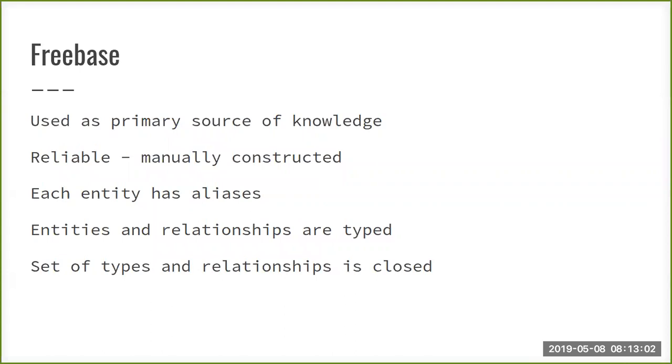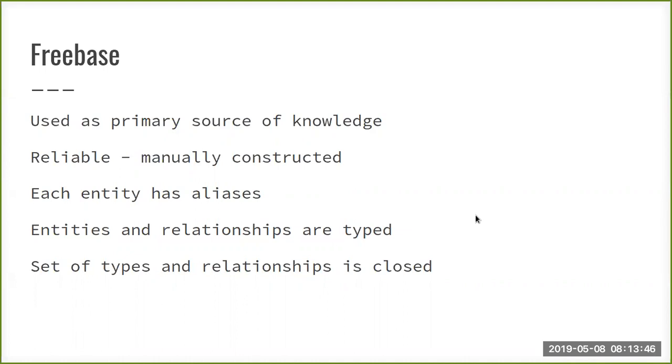So Freebase is a knowledge base that these guys use. It's still kind of available, but I think it hasn't been updated for a while. Well, it moved to the other side at least. They use this as a primary source of knowledge. They also make a data set out of it, which I'll talk about a bit later. It's mainly constructed by contributors, by people, so it's kind of reliable. It resolves ambiguities and removes duplicates, and each entity has aliases, other names that it could be called by. Entities and relationships have types, and the sets of relationship and entity types are closed.